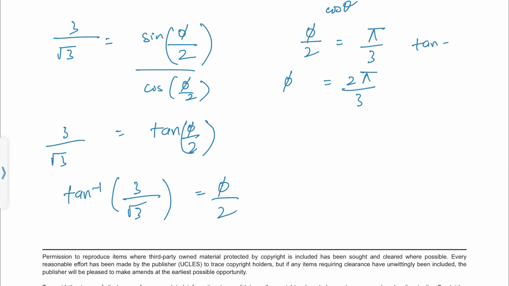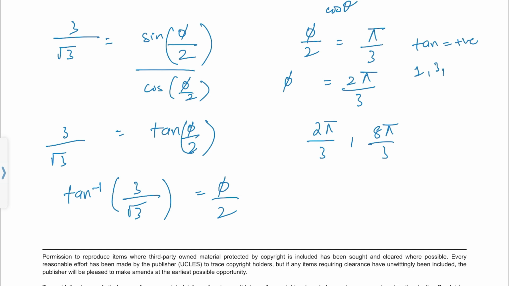And tan is positive in first and third quadrant. So we'll be using first and third quadrant. First quadrant would be simply 2 pi by 3. Third quadrant would be pi plus 2 pi by 3, which would give us 8 pi by 3.